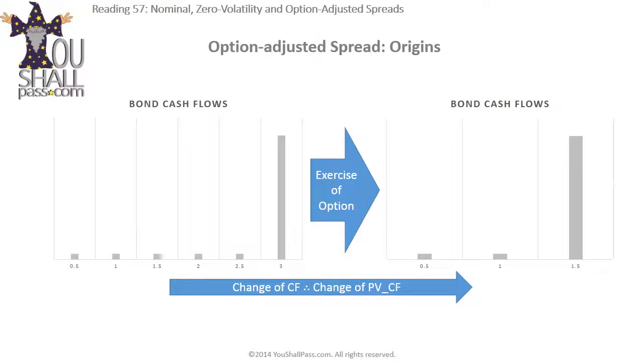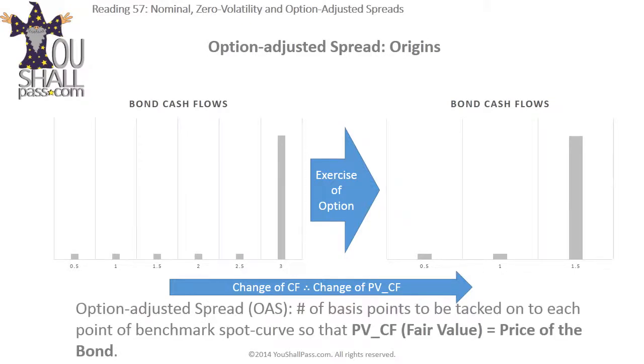The conversion of the difference in price and fair value of the bond into a spread over a benchmarked spot curve is done via the option adjusted spread. Specifically, definitionally, the option adjusted spread is the number of basis points to be tacked on to each point of the benchmark spot curve so that the fair value of the bond equals the currently prevailing price of the bond.